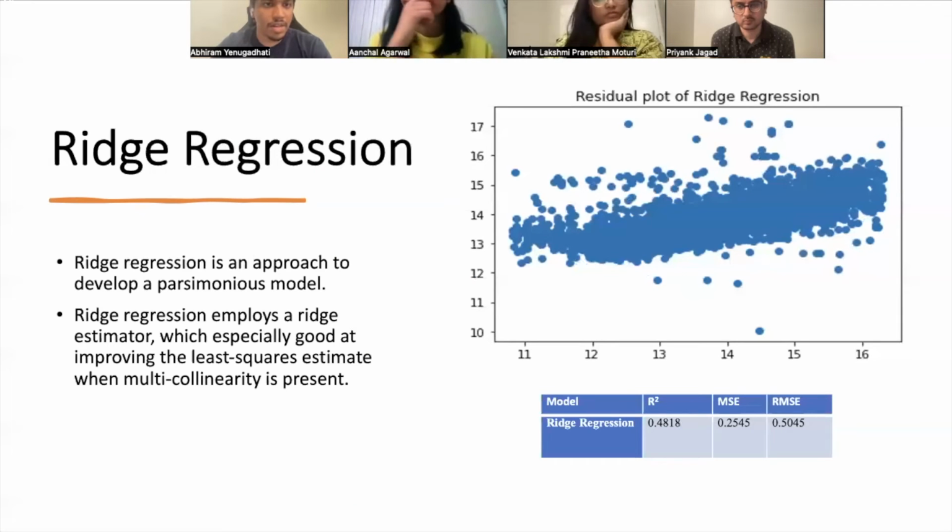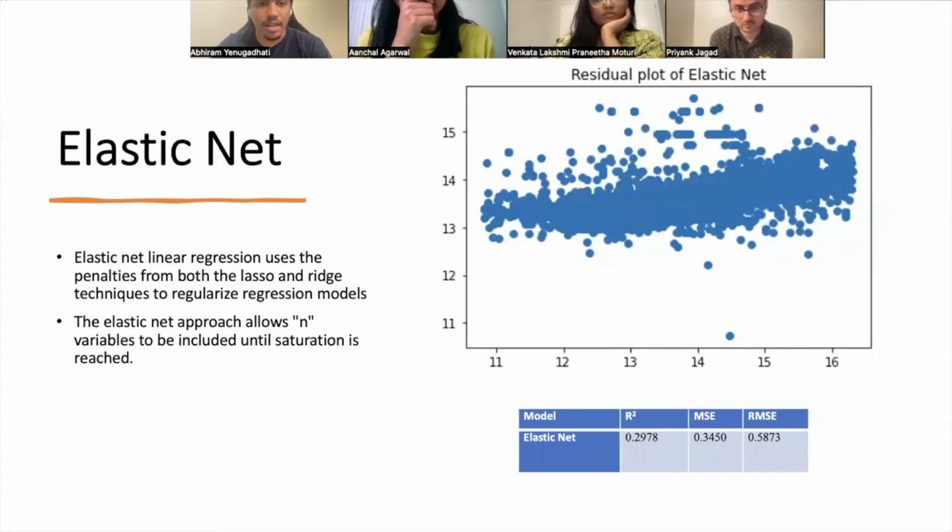Then we implemented the ridge regression. It uses an estimator called ridge estimator, which basically helps us to predict the data using multicollinearity. We are seeing an increase here in the accuracy to 48%. And finally, in the linear regression family, we have used ElasticNet, which gives quite an unexpected value, that is 29%. It uses both the lasso and ridge output variables. The rest will be explained by my teammate Vanita.